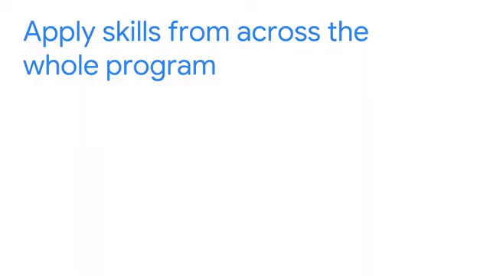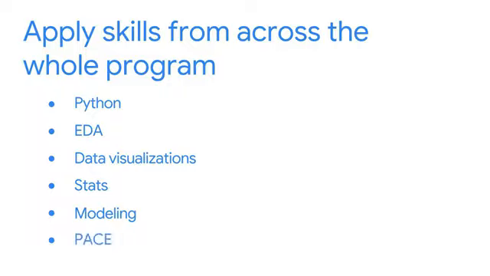The Capstone project follows a similar structure to each of the portfolio projects. By this point in the program, none of the tasks needed to complete the capstone will be new to you, and if you get stuck, you can review previous projects. There is one major difference between the capstone project and the portfolio projects you've done so far. The capstone project is comprehensive because it requires skills and knowledge developed across the whole program, including Python, EDA, data visualizations, stats, modeling, and PACE.